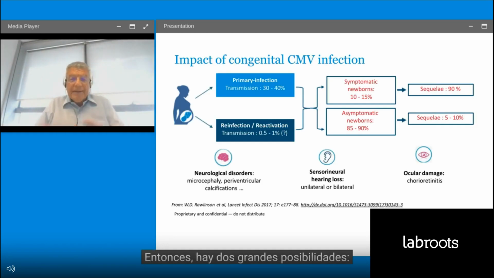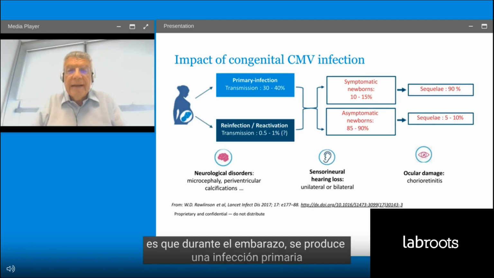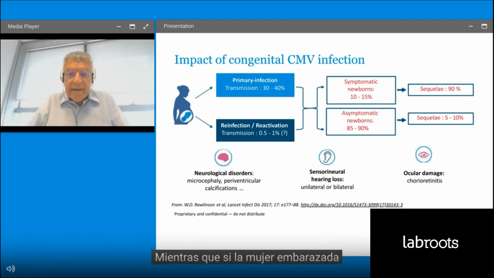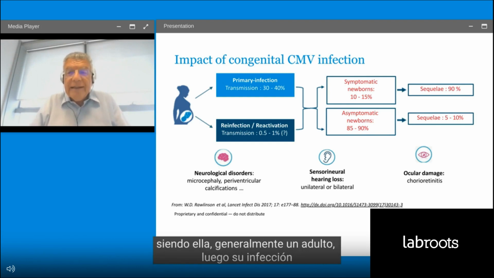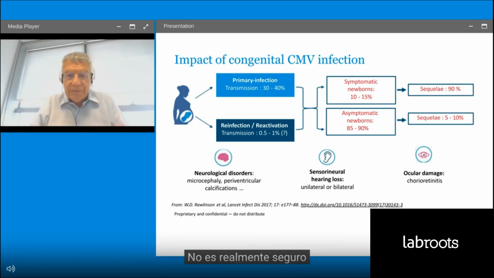So what happens is that there are two major possibilities. The first one, which is the rarest, is that during pregnancy, a primary infection occurs. In this case, the transmission rate is very high. Whereas if the pregnant woman has been already infected before, which is quite likely, by the way, being usually an adult, then the reinfection or reactivation may lead to transmission in a percentage that ranges between 0.5 and 1%. It is not really certain because we don't have so many data about that.